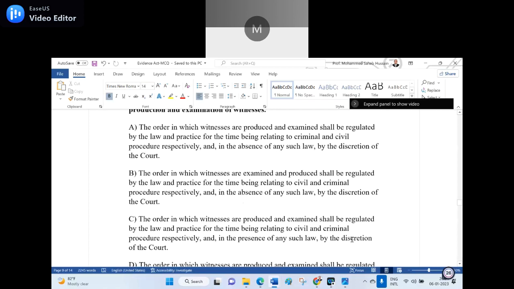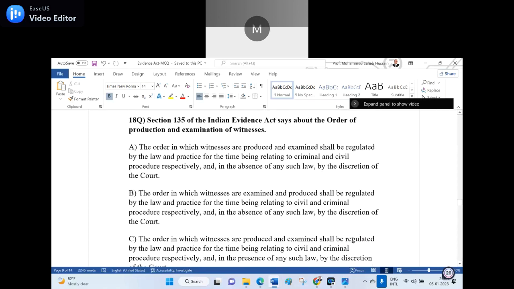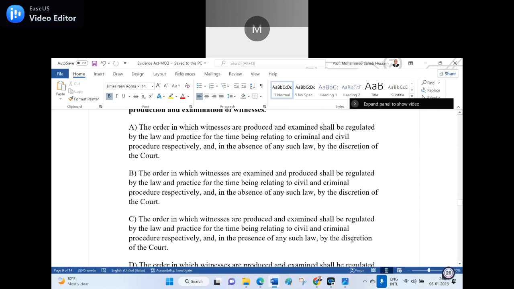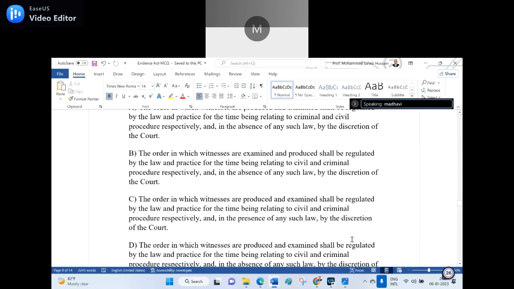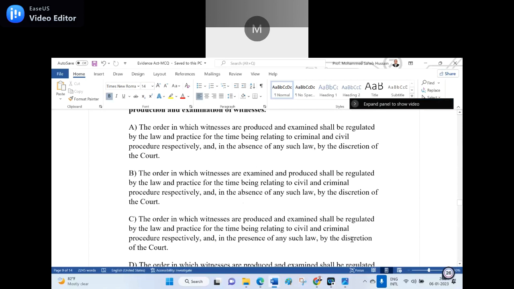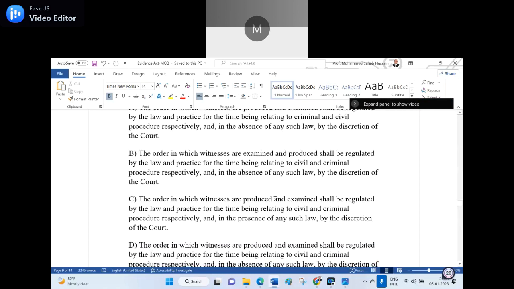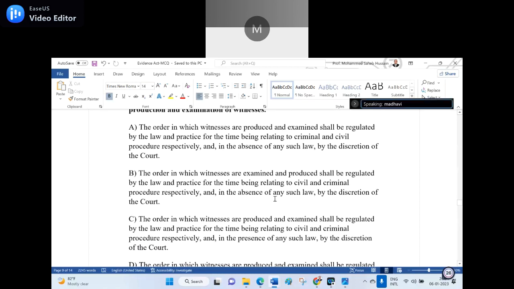See, I made the A, B, C, D regarding Section 135 of the Indian Evidence Act. Now you have to shoot it. Which one is the appropriate and correct option among the A, B, C, D? Of course, such a big question will not be asked, but there may be a possibility, because once I saw such a question.